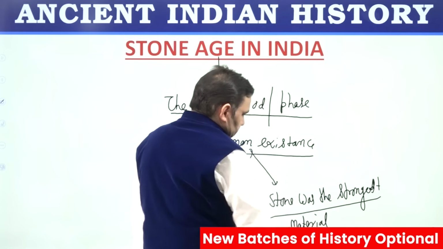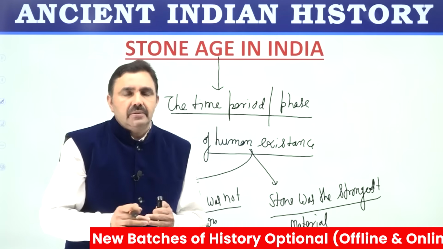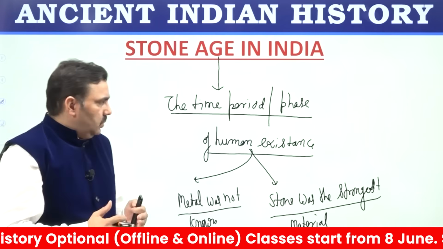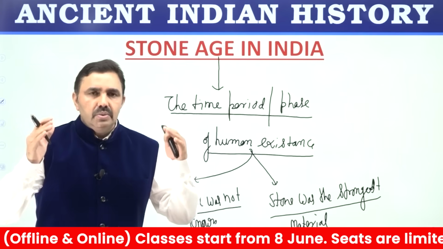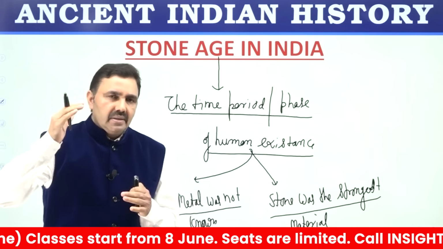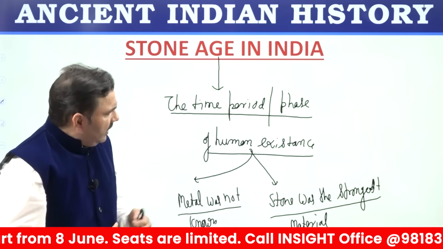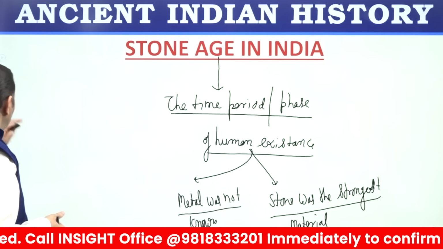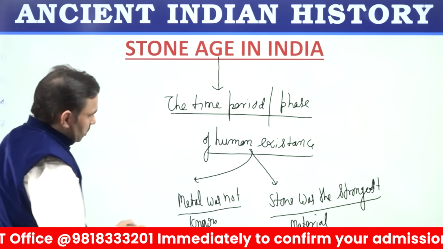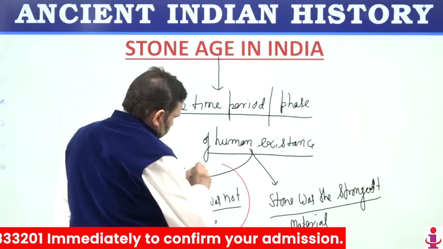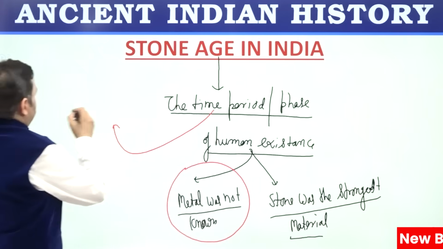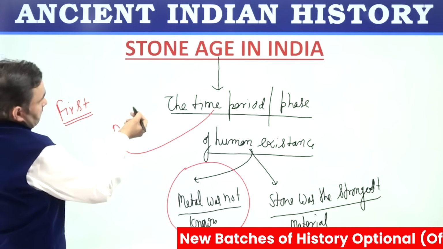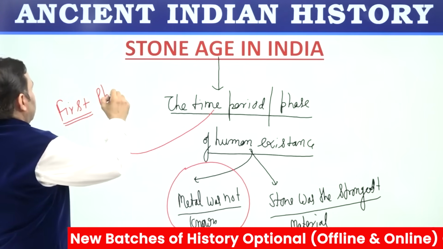Every age is characterized by its most important, most common feature. So here, stone was the strongest material. Stone tools were used by mankind at a very large scale. For everything, they were using a stone tool or at times wooden tools. Metal was not known. Metal was not used. So this is the first phase of human existence. That's why I say Stone Age was the age of early man.